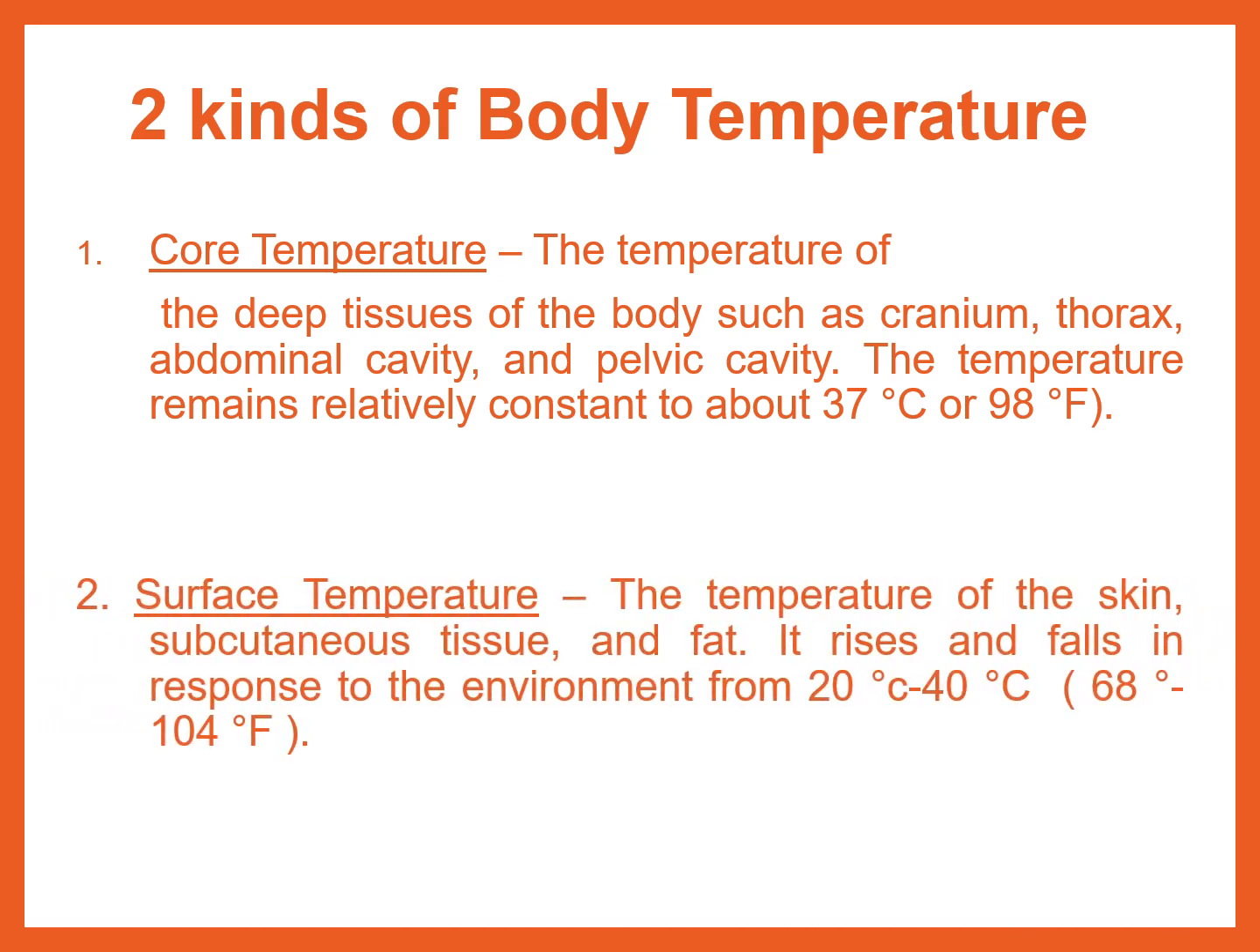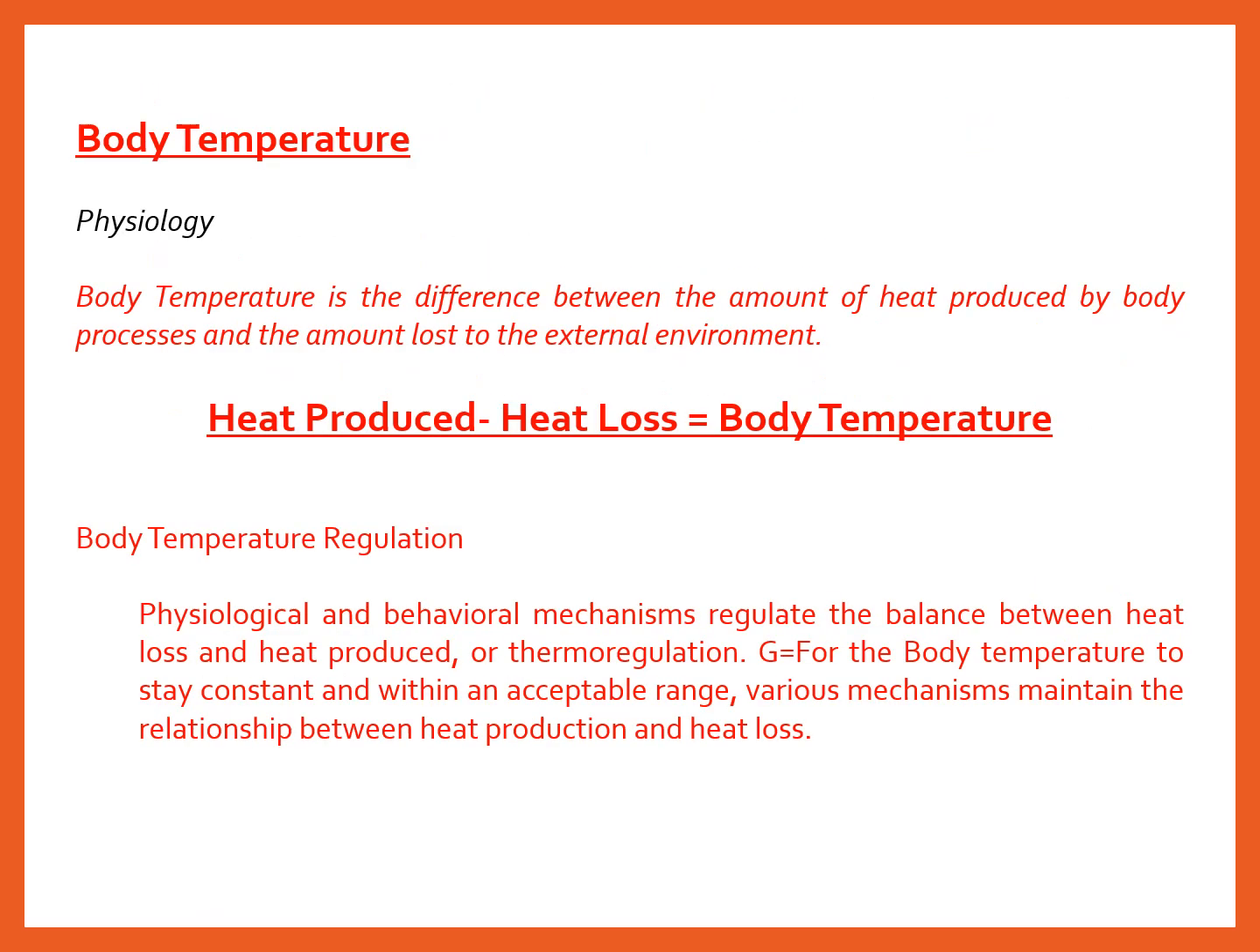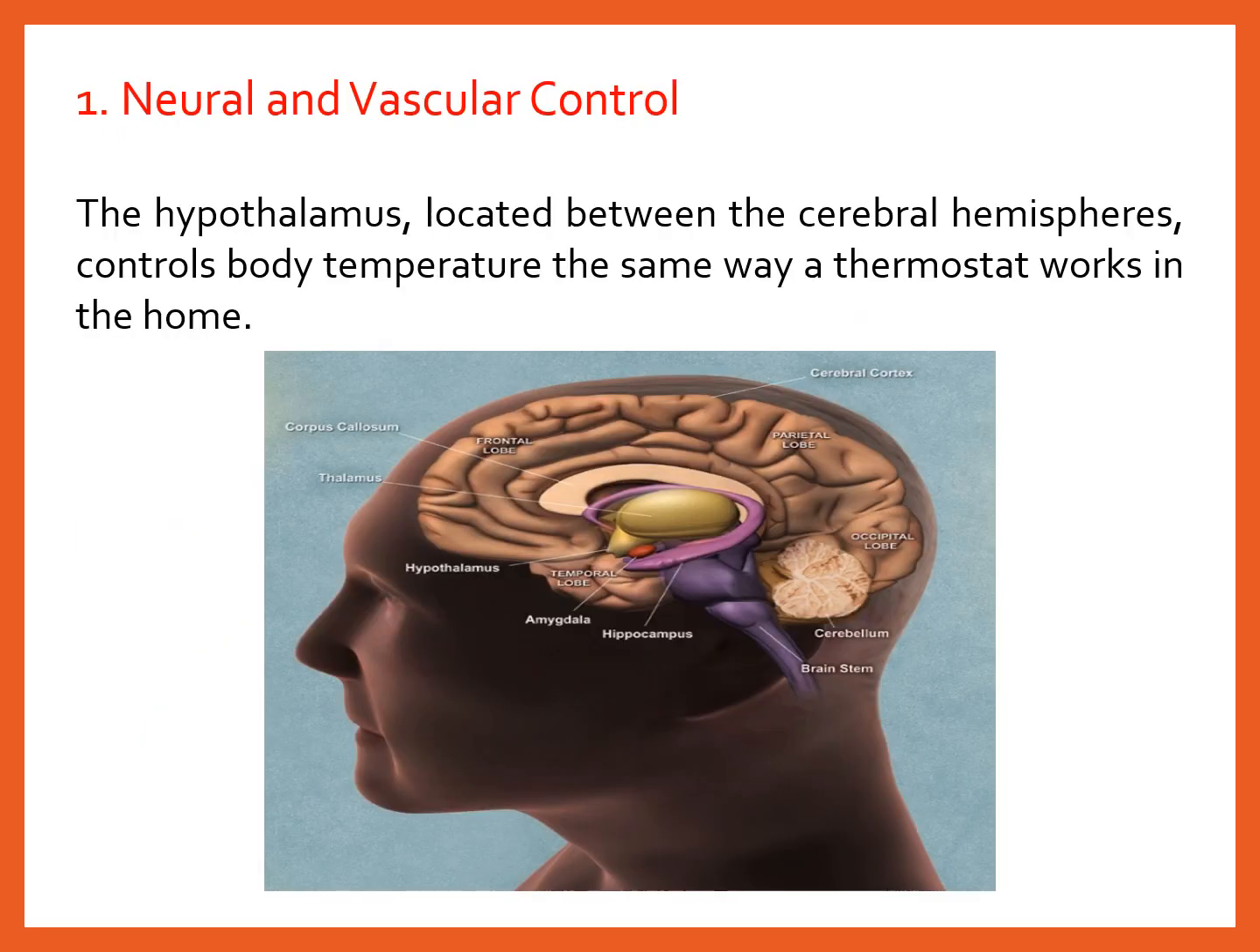Another kind of body temperature is the surface temperature. This is the temperature of the skin, the subcutaneous tissue, and fat. It rises and falls in response to the environment from 20 to 40 degrees Celsius or 68 to 104 degrees. For the body temperature to stay constant and within an acceptable range, various mechanisms maintain the relationship between heat production and heat loss. One of these mechanisms of thermoregulation is neural and vascular control.